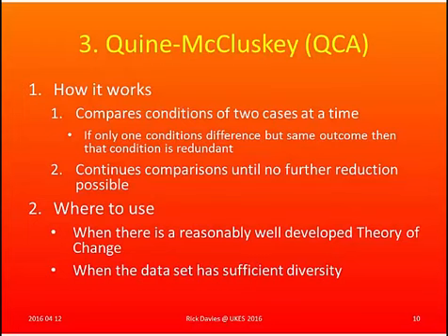Pair comparisons are continued until no more redundant conditions can be identified. By this time, the total number of configurations describing the cases is usually much smaller and much simpler in structure. This algorithm requires a reasonably well-developed theory of change and a data set that has sufficient diversity. I can explain why later on during the discussion.